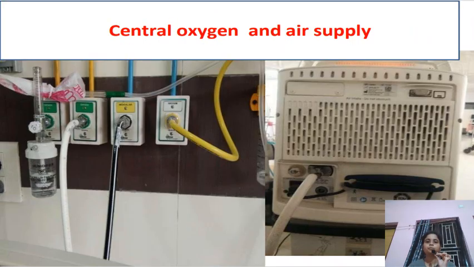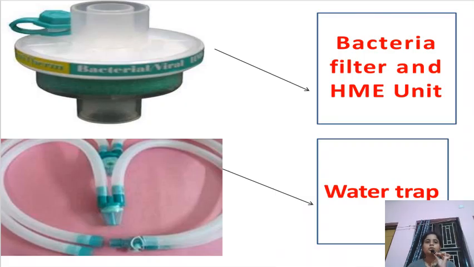to the patient. Then this is the central oxygen supply. This white pipe that you are seeing is connected to the central oxygen. From here the oxygen comes to the ventilator and it is delivered to the patient. This is the bacteria filter and HME unit, that is, the HME filter.